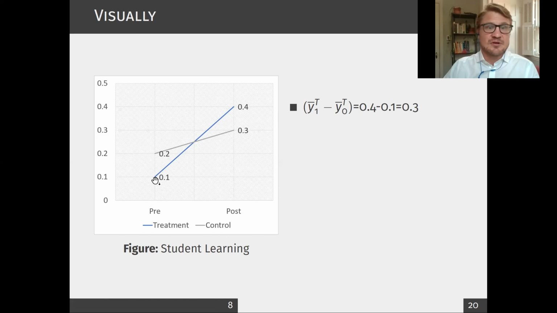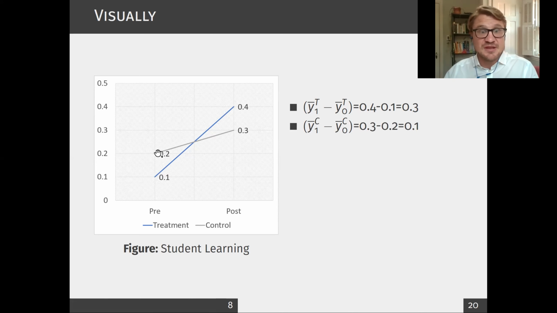Let's say learning levels were 0.1, whatever that means. We're just making up some values for girls, and it was 0.2 for boys. So boys are doing slightly better than the girls. And let's say we measured learning again afterwards, and it was 0.4 for girls and 0.3 for boys. So there was improvement over time, but a much larger improvement for the girls. If you want to calculate the trend over time in the treated group, it's clearly 0.4 minus 0.1, right? So there was an improvement for girls of 0.3.